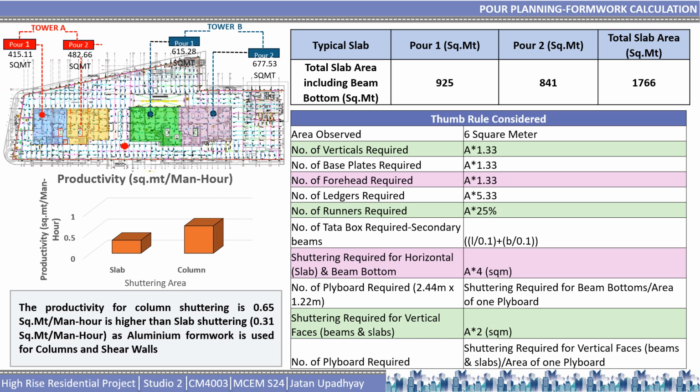Coming to productivity, the productivity for column shuttering is around 0.65 square meter per man hour, which is higher than slab shuttering as aluminum formwork is used for columns and shear walls.